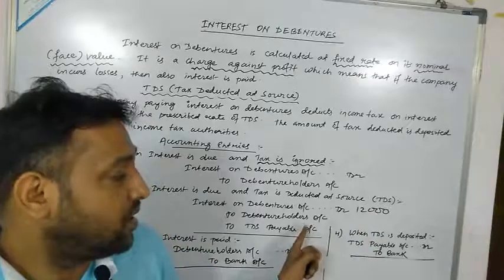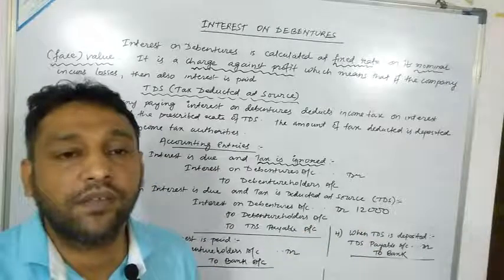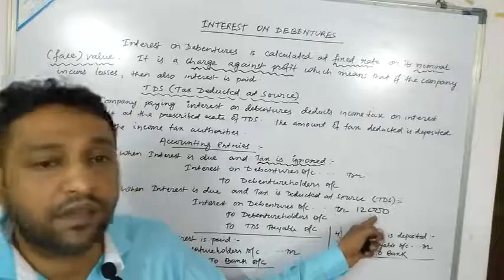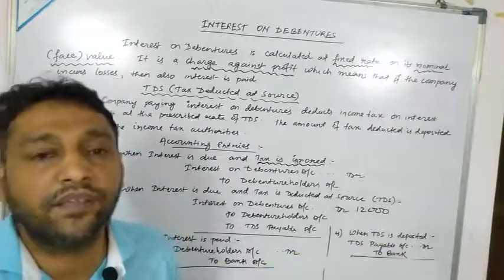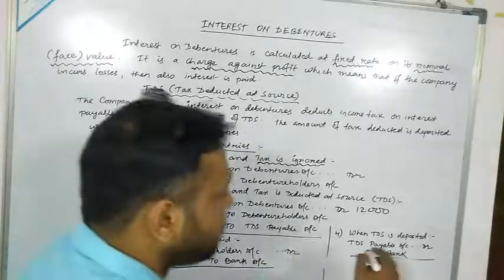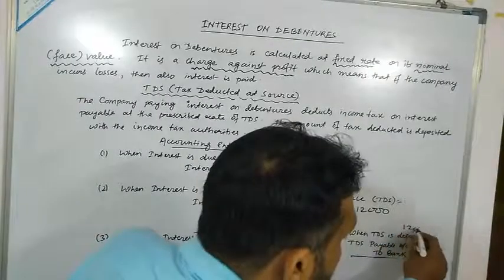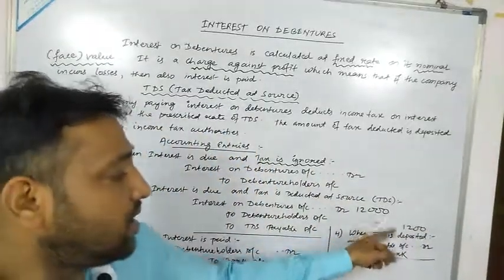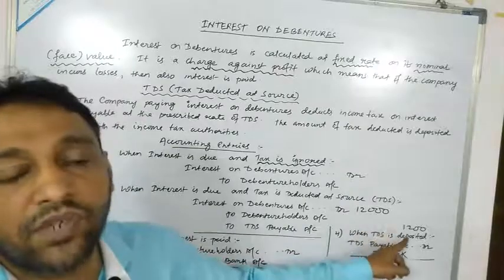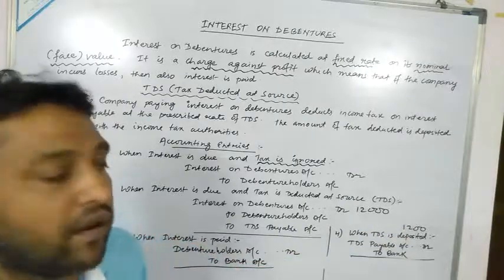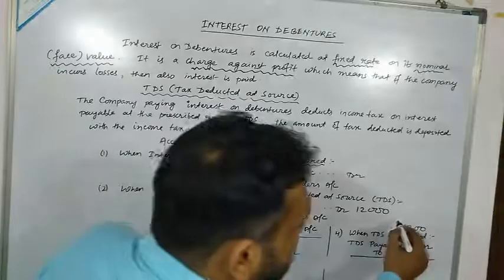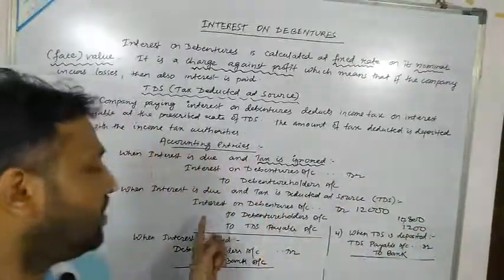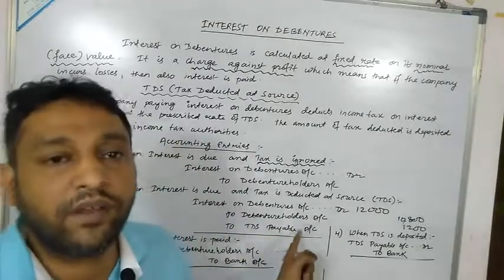And suppose TDS has been given as 10%. That means we are required to calculate TDS on the interest on debenture. How much is 10% of 12,000 as TDS? 1200. So to TDS payable account, how much will be the amount? The amount would be rupees 1200. And what is the difference figure? The difference figure would be 12,000 minus 1200, that will be 10,800. That will be payable to whom? That will be payable to the debenture holders. So this is the entry for interest due with TDS.